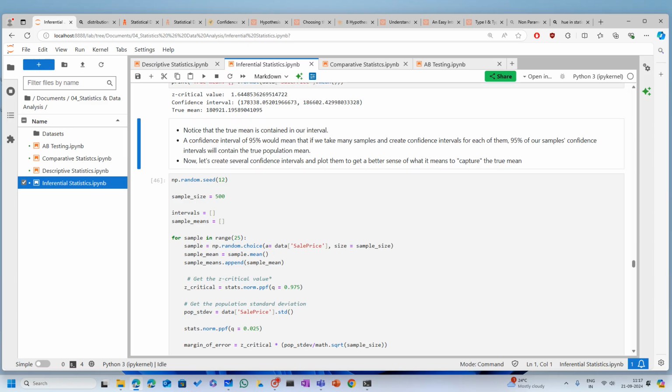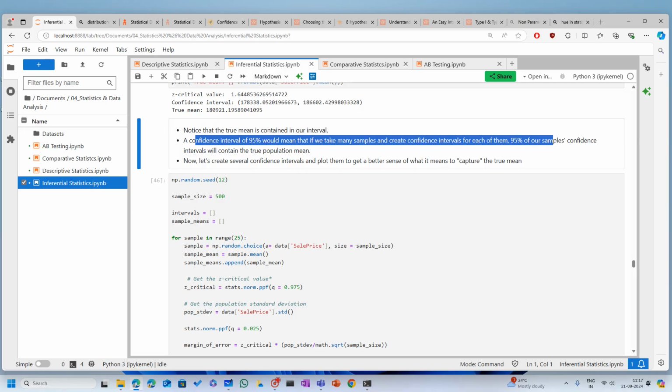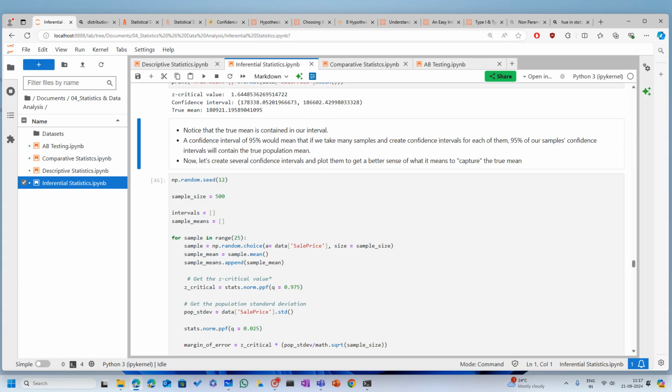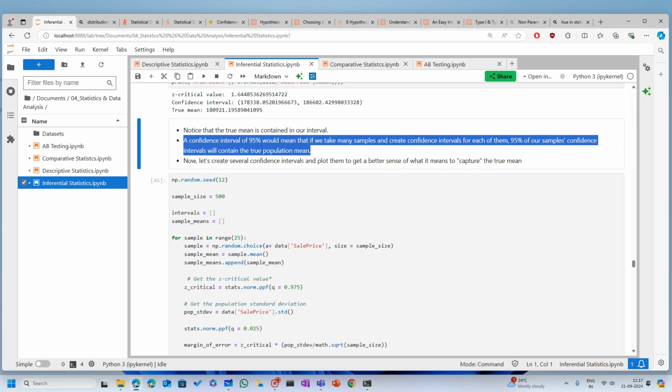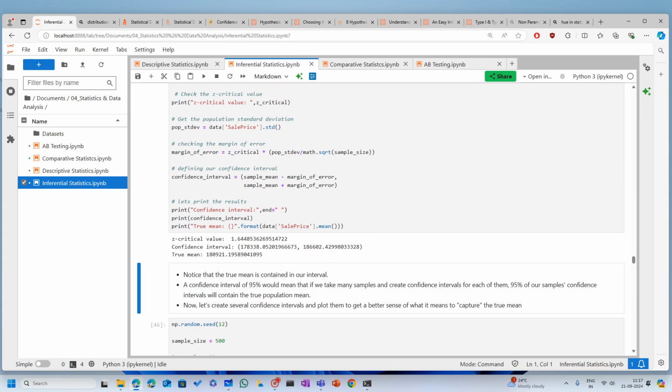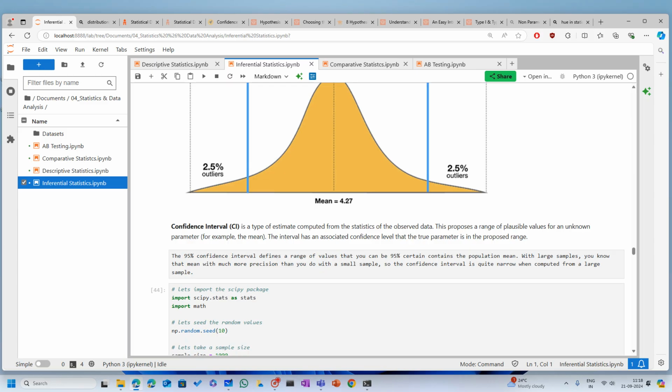A confidence interval of 95% would mean that if we take certain samples, then 95% of our samples will contain the population mean. Did you understand this concept, confidence interval?